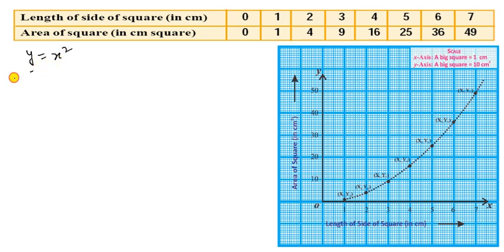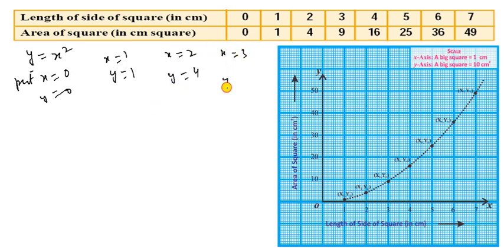If we put x is equal to 0, we get y is equal to 0. If x is equal to 1, y is equal to 1. If x is equal to 2, y is equal to 4. If x is equal to 3, y will be equal to 9. So the points are 0, 0, and 1, 1, and 2, 4, and 3, 9. You can see. Let us see once again.